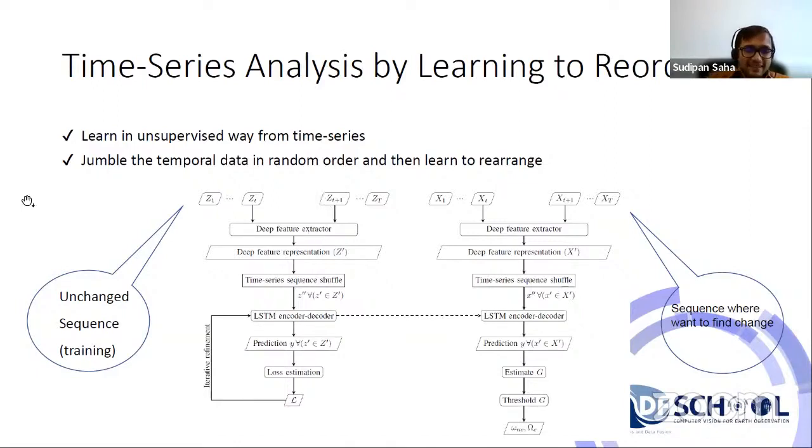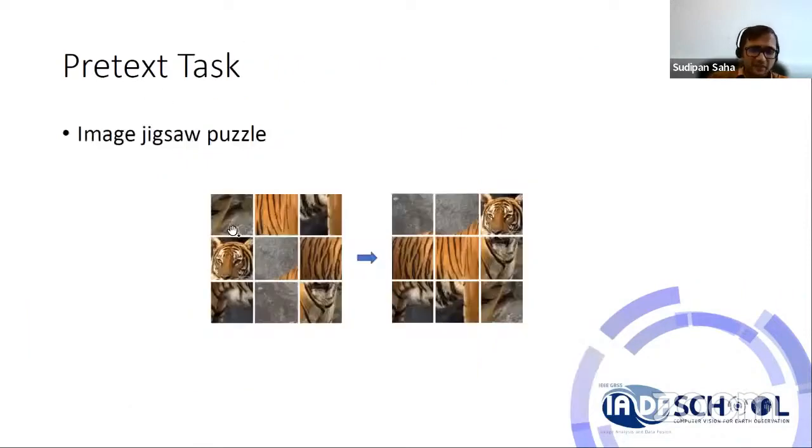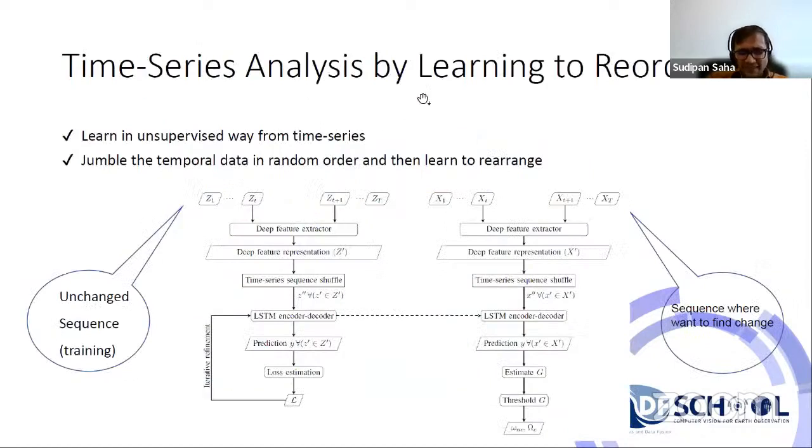So this pretext task, jumbling up the temporal order and then learning to rearrange it back, can be used to find this kind of abrupt change in time series. We are not talking about two images. We are talking about T images, where T is greater than two, actually much greater than two. So this is one of the pretext tasks which can be used for time series analysis, inspired from the pretext task for video, which in turn is inspired from the pretext task for image jigsaw puzzles. I'm not going into much detail of this work, but you can always read the paper if you're interested.